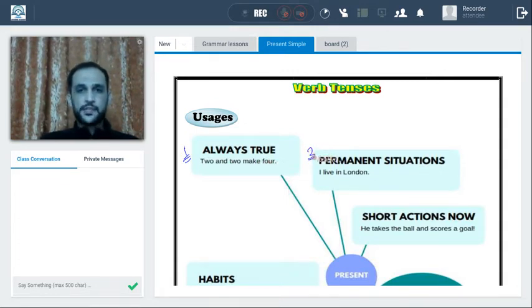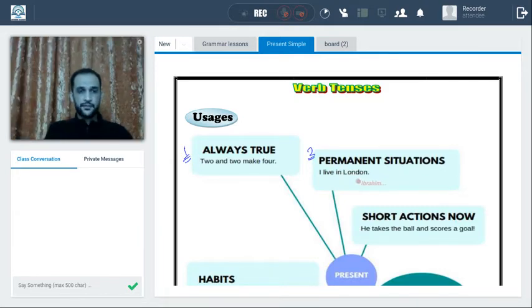Number 2, I can use the present simple to express permanent situations. Look at this example. I live in London. So this is a permanent situation. You can say I live in Egypt.